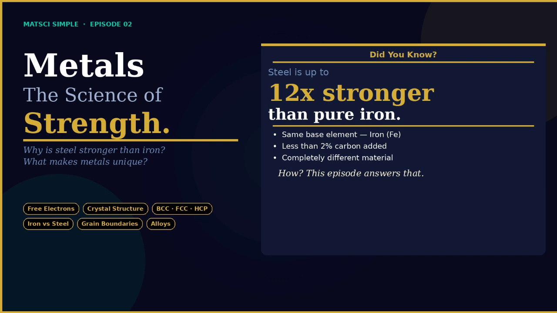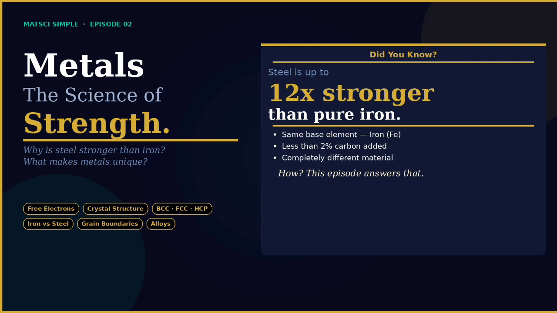Steel is 12 times stronger than pure iron. Same base element. Less than 2% carbon added. Completely different material. How? That is exactly what this episode is going to answer. Today we go deep into metals, the most widely used family of engineering materials on Earth.